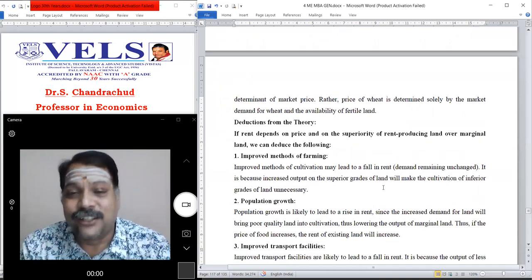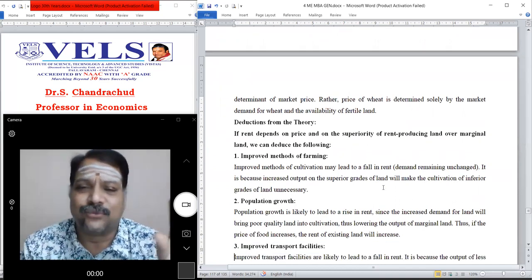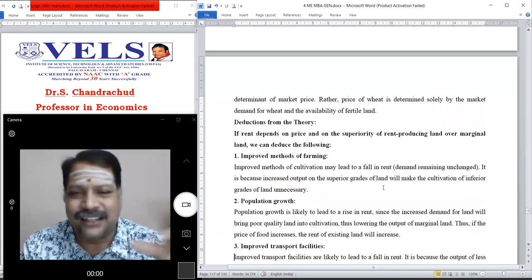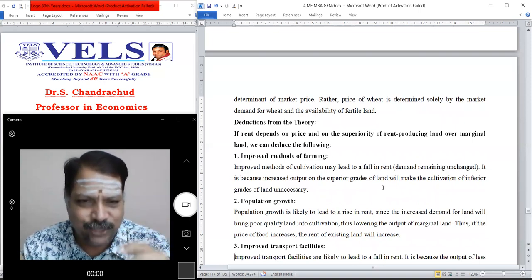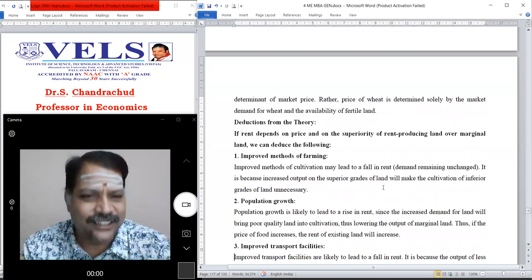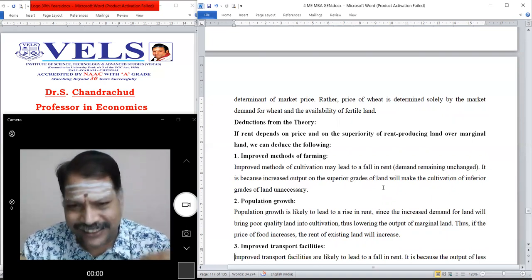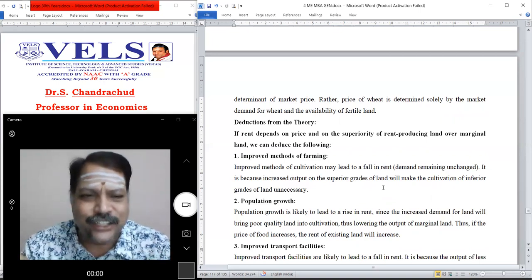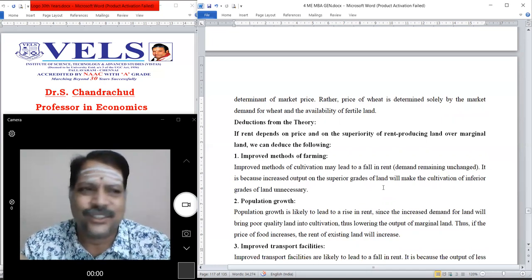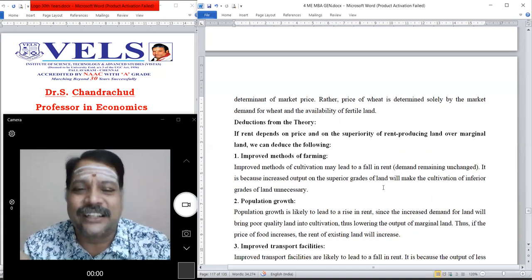First one, improved methods of farming. Once we know how to grade the land, then there is a possibility of improvement in cultivation. Improved methods of cultivation may lead to a fall in rent, the demand remaining unchanged. It is because an increase in the output of the superior grade lands will make cultivation of the inferior grades of land unnecessary. So people try to find the superior fertility land.